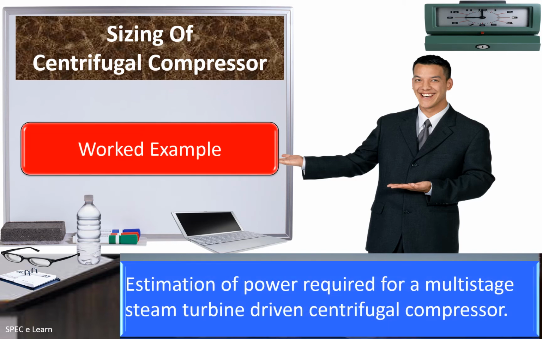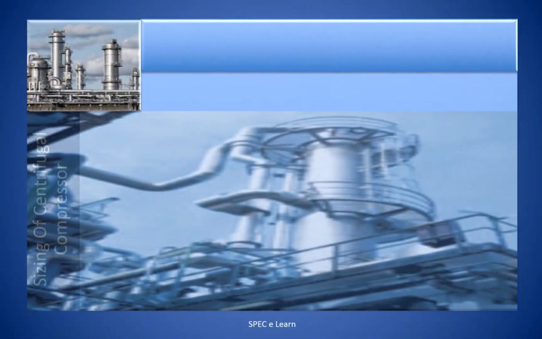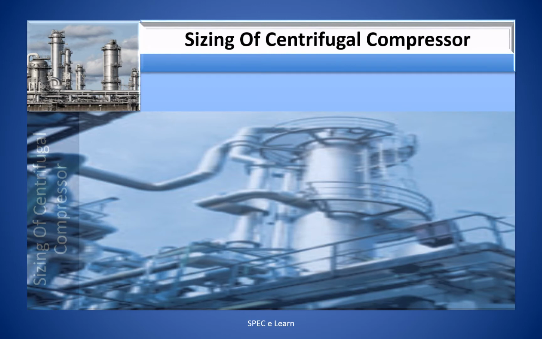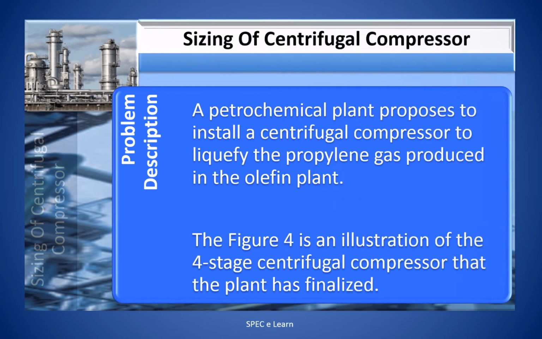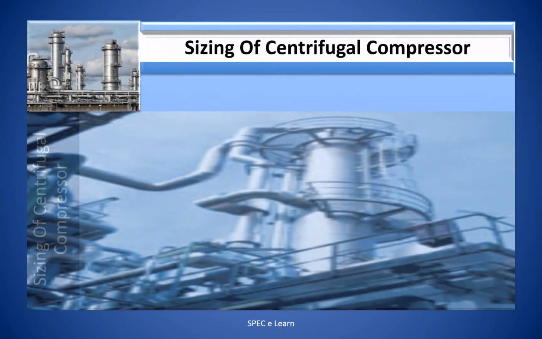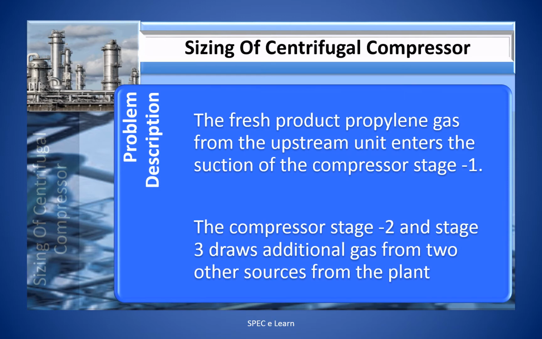Let me now walk you through the worked example. The worked example deals with the estimation of power required for a multi-stage steam turbine driven centrifugal compressor. Problem description. A petrochemical plant proposes to install a centrifugal compressor to liquefy the propylene gas produced in the olefin plant. Figure 4 next is an illustration of the 4-stage centrifugal compressor that the plant has finalized. The first product propylene gas from the upstream unit enters a section of the compressor stage 1. The compressor stage 2 and stage 3 draw additional gas from 2 other sources from the plant.